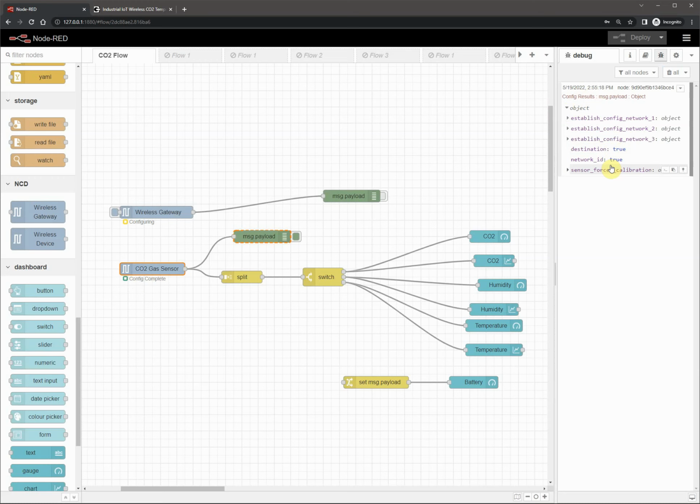Stay away from the sensor, because if you are walking by, the CO2 levels will change and that will result in a false calibration also. If you do not get these two true, then you will have to put the sensor into configuring mode again. Let's wait for 3 minutes now.